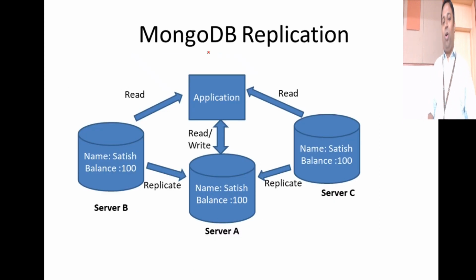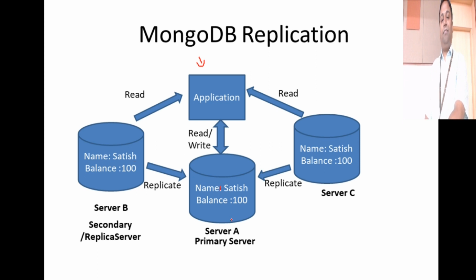So when you talk about MongoDB replication, it's something of the same setup that we have just now learned. So we have an application. This will read and write data to a server. This is the main server. You call that to be the primary server. And the data from here can be replicated to other servers. They are called secondary servers, or in other words, replica servers.